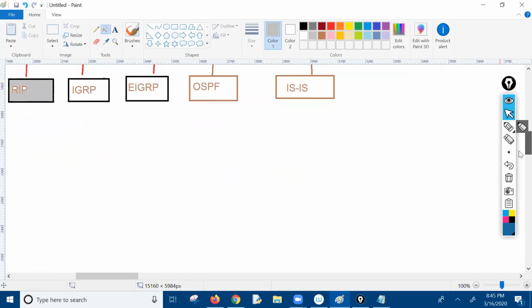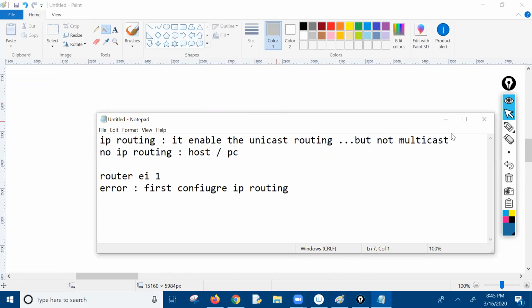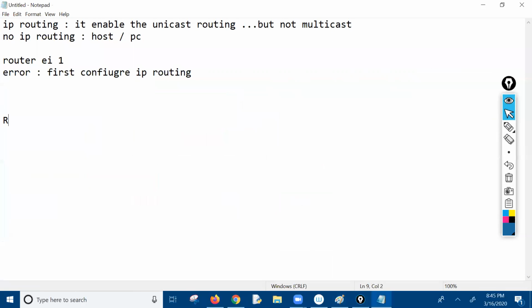So let's talk about RIP. Write down some information about RIP. RIP first of all stands for Routing Information Protocol. I hope the word routing is clear. What is the meaning of routing? Routing is fetching the route from the remote site into the local routing table. Fetch the route from the remote site and put it in the local routing table.